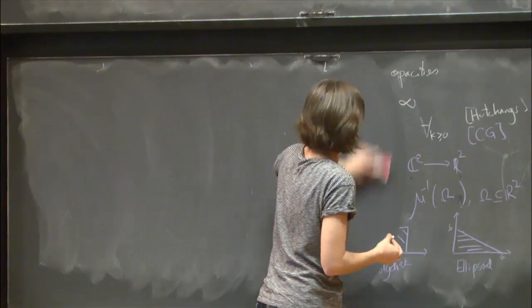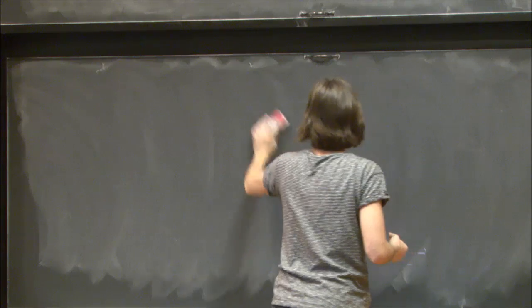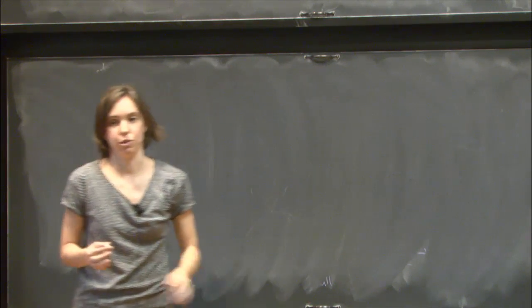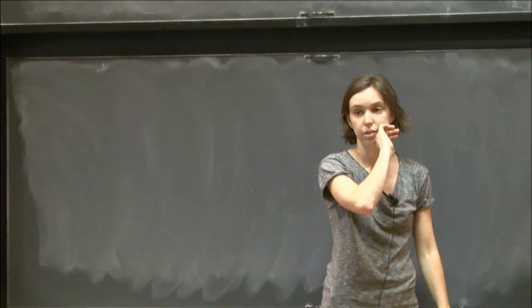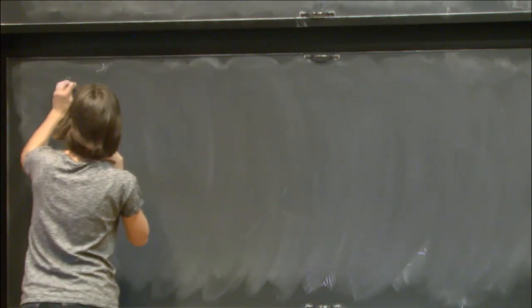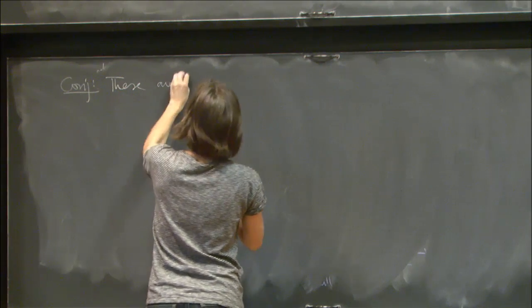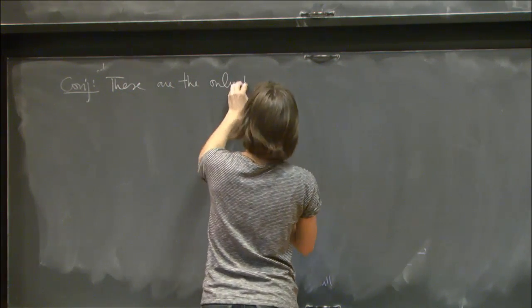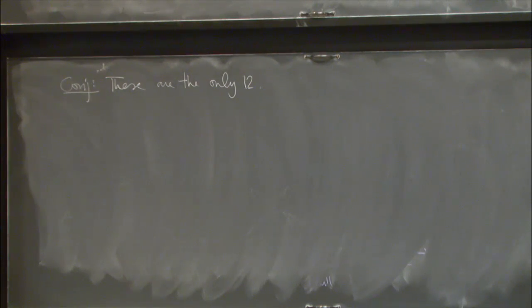Okay, so very quickly, I can't prove the conjecture, obviously, because if I could, it wouldn't be a conjecture. The conjecture is that these are the only 12 which have infinite staircases.